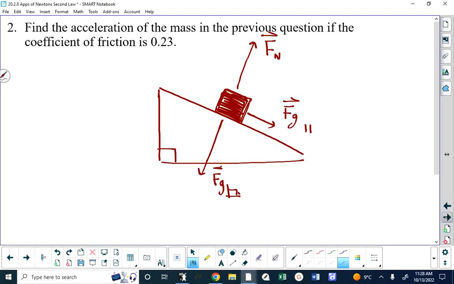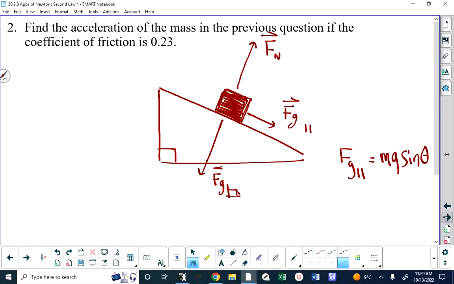So this is a case where I believe it will be beneficial for us to calculate this force of gravity parallel and calculate the force of friction. Okay? And I'll explain why in this case we shouldn't just set up the whole equation in a minute. But let's calculate the force of gravity parallel. Well, that's equal to the force of gravity times the sine of the angle.